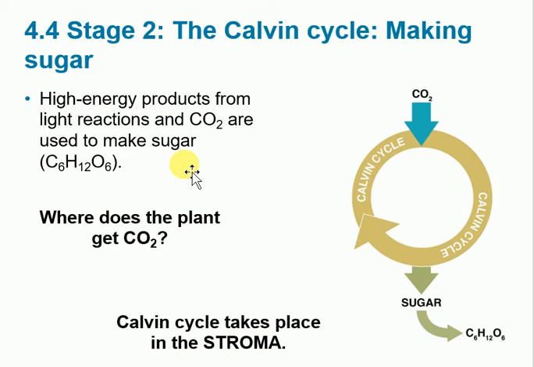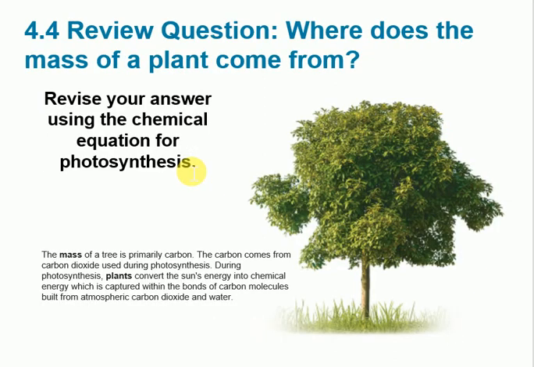Light reaction, where does it happen? Thylakoids and granum. Is that okay? The green ones. How about the second stage, which is the Calvin cycle? In the stroma. Stroma is that liquid or fluid inside the chloroplast.